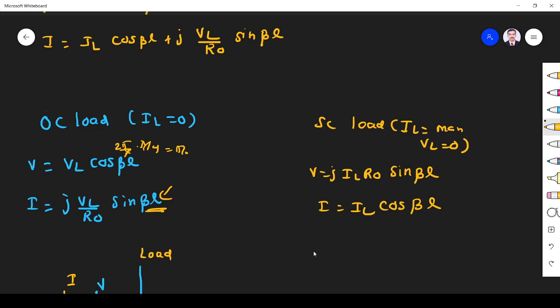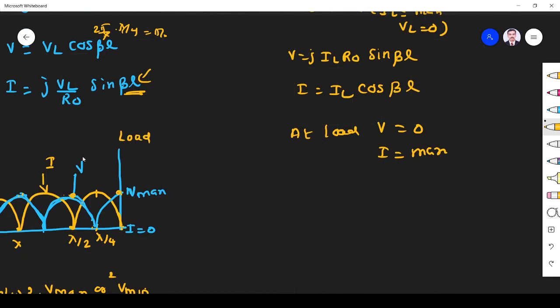Similarly, what happens at the load? This is at the load. We know it is a short circuit load, so V is 0, and short circuit means current is maximum. So here at the load, you see voltage is 0 and current is maximum. Fine, okay. Now we draw the diagram.